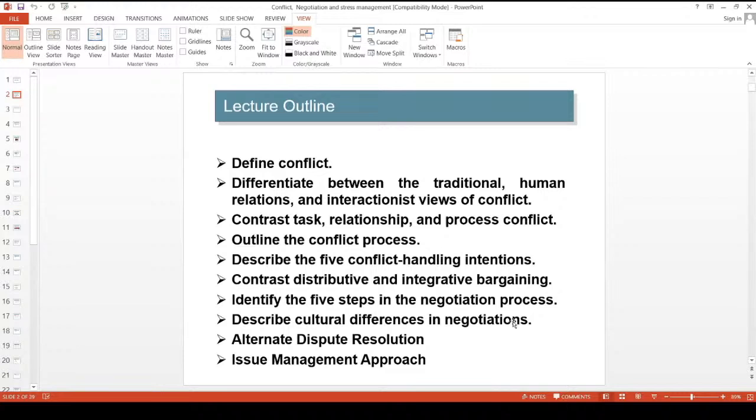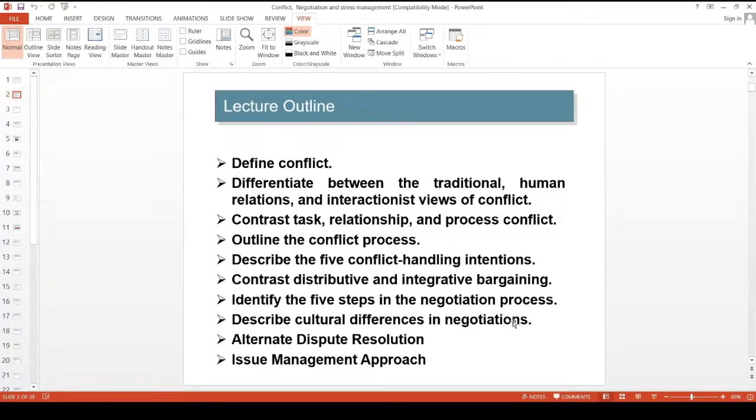Then what is the conflict process? We will have an outline of this conflict process, and we will discuss the different steps involved in resolving the conflict. Then we will describe the 5 conflict handling intentions. These are different intentions used in handling conflicts in organizations. So we will discuss each of these intentions. Then there are 2 types of bargaining which are important, which we will discuss later: distributive bargaining and integrative bargaining. We will try to differentiate between both these types of bargaining.